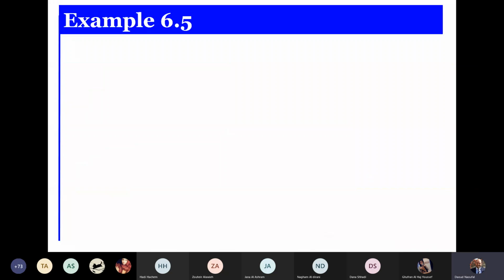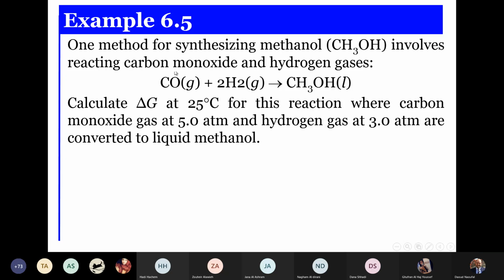I pass to example 6.5. One method for preparation of methanol involves this reaction: CO gas plus 2H2 gas gives CH3OH liquid. Calculate delta G at 25 degrees. Pay attention to the question. If he asks to calculate delta G, he has to determine the value of Q, or he has to determine the advancement of the reaction.